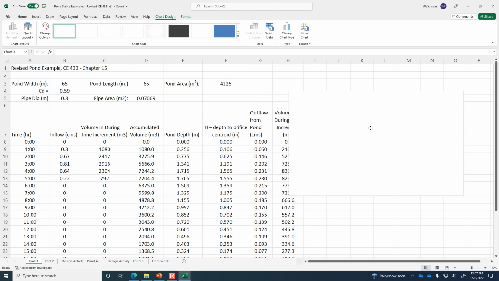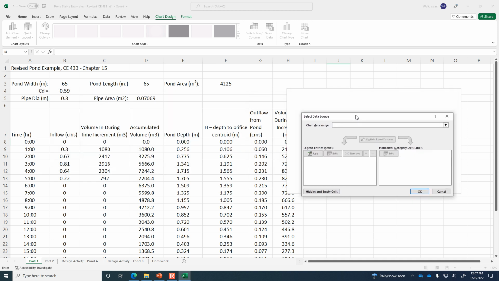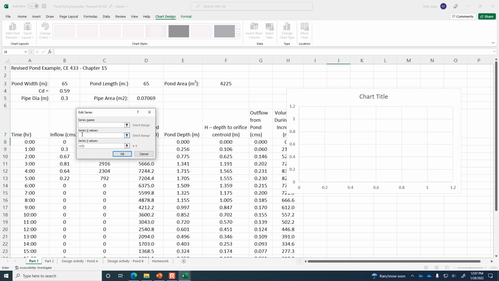I'll just move that off to the side. So it's going to be flow rates. We want to have the inflow rate and the outflow rate over time. So here at the top, select data. And our first series, we're going to add a series that we'll call inflow.